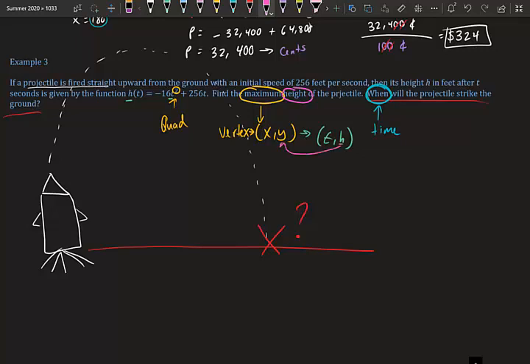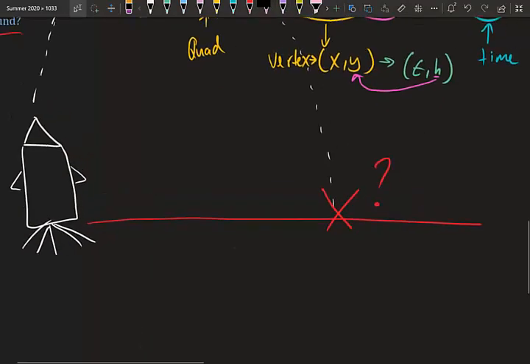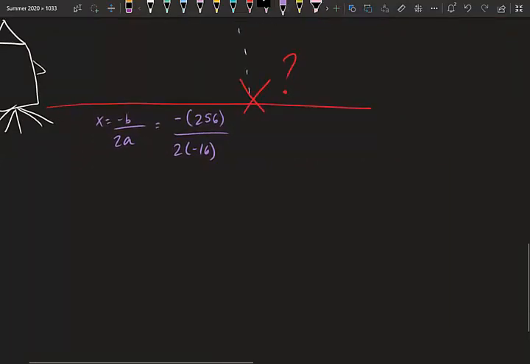So we need to find the y of the vertex. There's no going around it. You need to find x before you find y. So let's go ahead and find the x of the vertex. We have x equals negative b over 2a. Looking at our function, we have negative b, which is negative 256, over a, so 2 times negative 16. We're going to simplify here. We have negative 256 over negative 32, and when we simplify that, we get positive 8. So that's what x is.